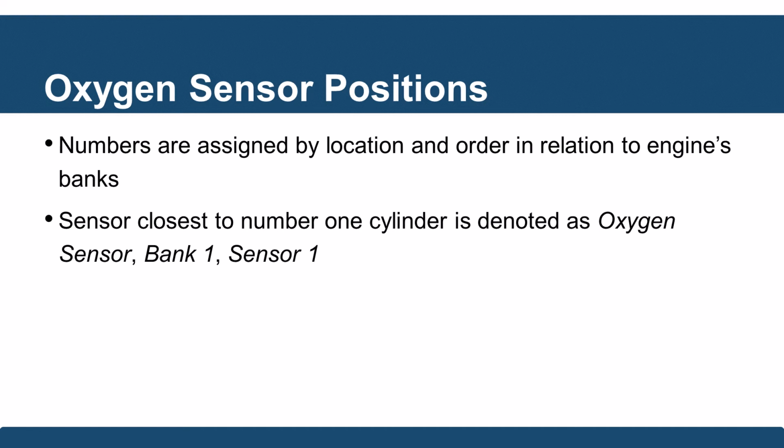Now, the number of oxygen sensors are assigned by location and in order to the relation of the number of engine banks. In other words, a V8 would have 2 engine banks, a V6 would have 2 engine banks, but a 4-cylinder typically would be an inline 4-cylinder. They make an inline 6-cylinder and an inline 8-cylinder. But the sensor closest to the number 1 cylinder is denoted as oxygen sensor bank 1, sensor 1. And this is true for almost every manufacturer out there.